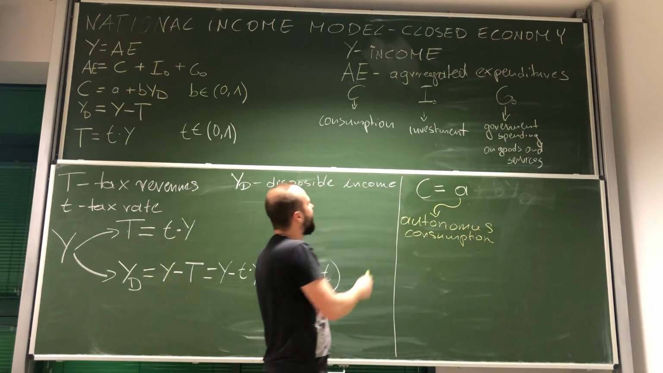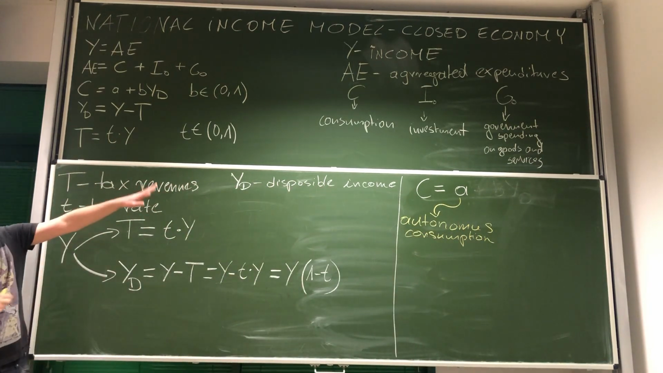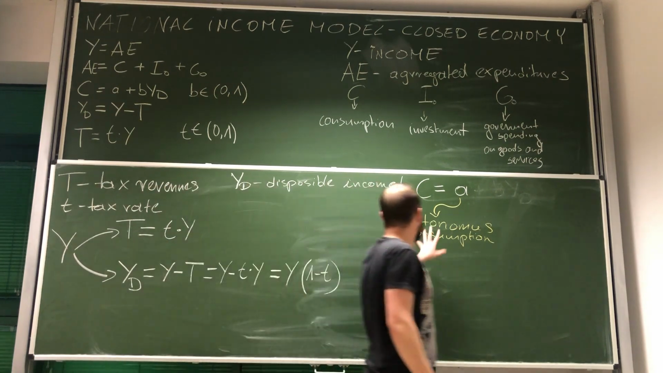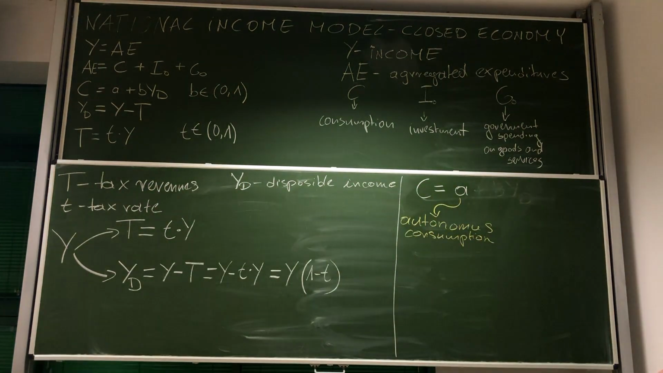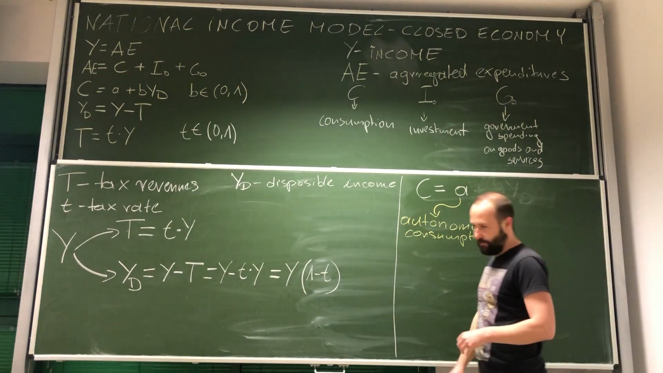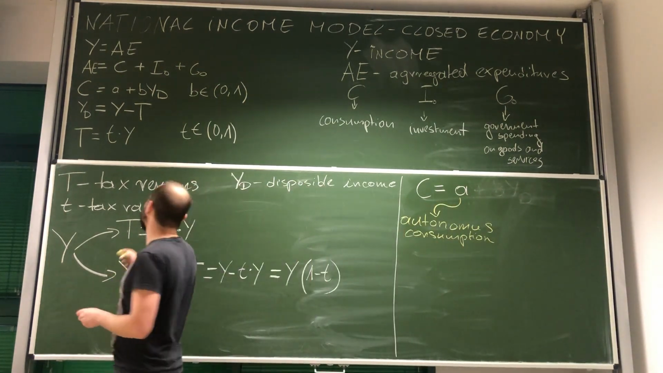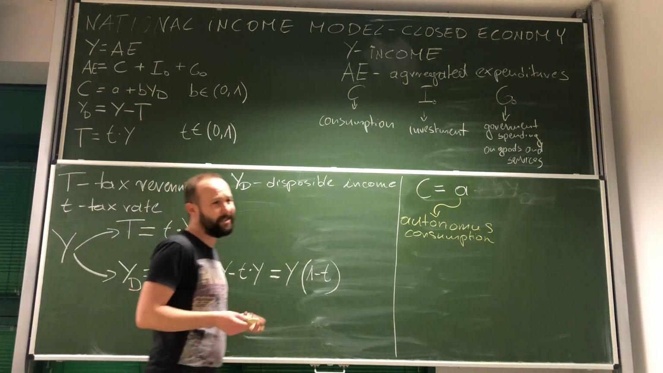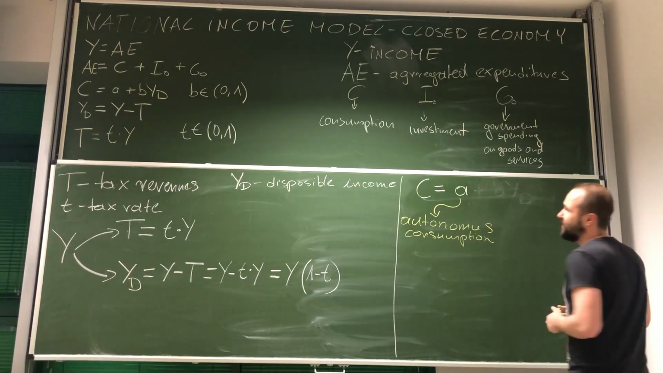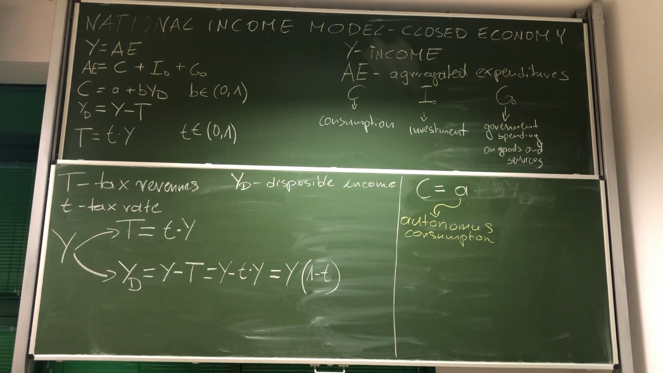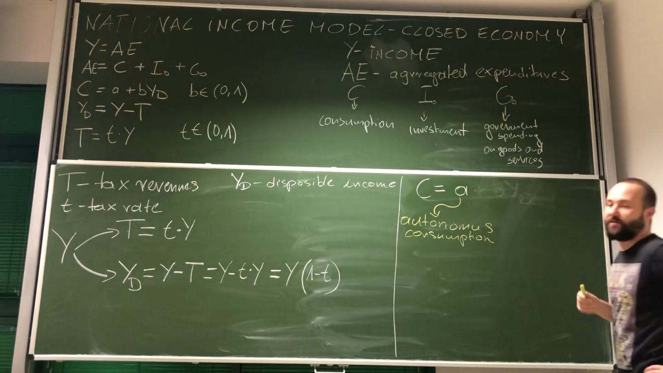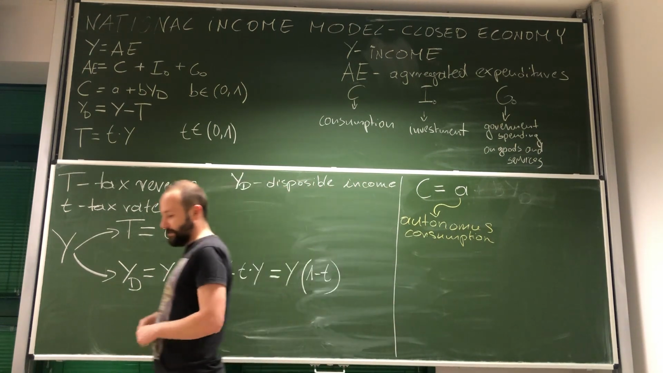And again, similarly to the logic we used when we were defining investment and government spending, this is the part of the consumption that does not depend on the level of income. We are assuming, of course, it's positive, which makes perfect sense, because we need to buy something even if we are without any income. Of course, we are assuming that investment and government spending are positive as well.